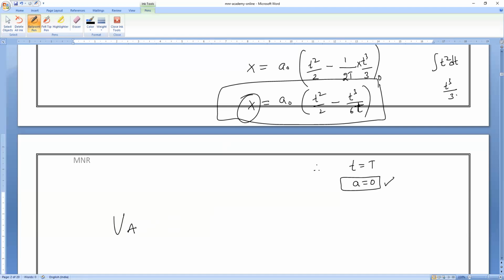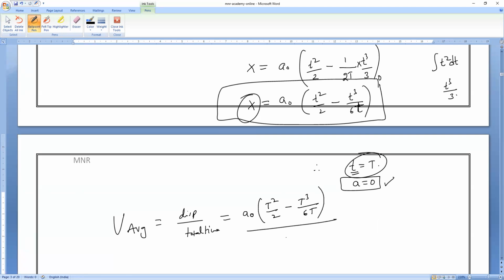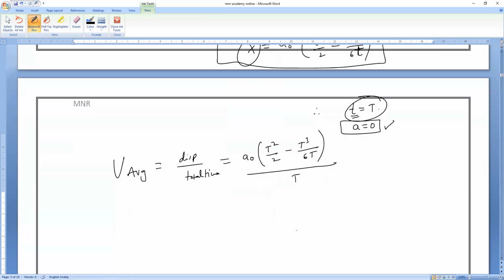So what is the V average? V average is equal to total displacement divided by total time taken. So what is the total time? Capital T. So V average is equal to a naught, displacement, t square by 2 minus t cube divided by 6t, divided by total time taken, T. Clear? So that is what you have to remember.